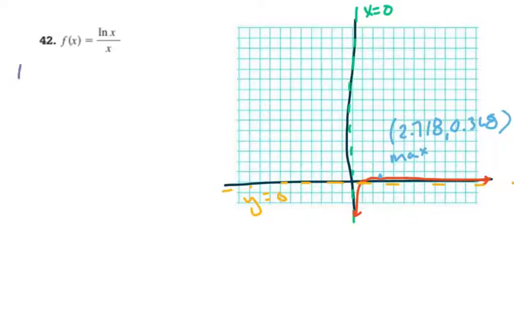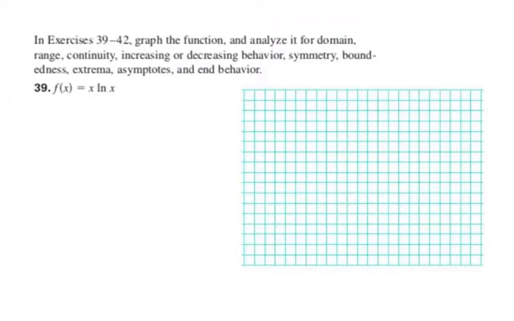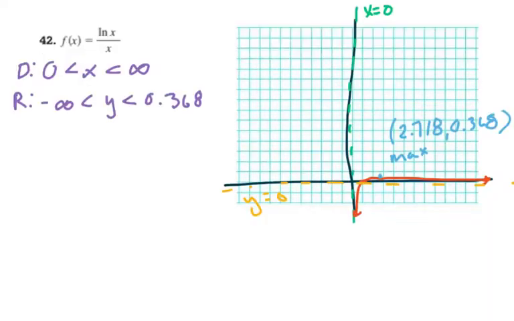So first thing we'll do is our domain, and the domain in this one is going to go from 0 to infinity along the axis there. Our range, the lowest point is negative infinity, and the highest point is going to be our maximum, which is at 0.368. You don't want to put the x value, you want to put the y. And then we are asked if it is continuous, and we're going to say that it's continuous on its domain, because of course there are asymptotes on it, but it doesn't jump when you do actually draw it.